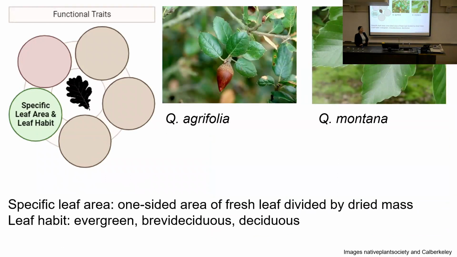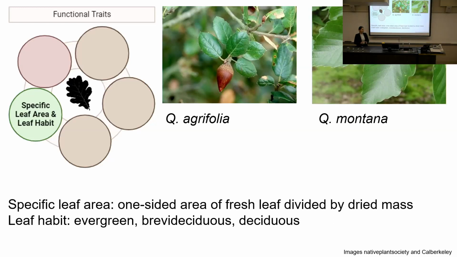Next, moving on to the leaf morphology traits of specific leaf area and leaf habit. Specifically here is that one-sided area of the fresh leaf divided by that dried mass. And then the leaf habit possessed by oaks being evergreen, brevideciduous, or deciduous. Evergreen meaning that the species will hold on to its leaves year-round. Brevideciduous is highly dependent upon environmental variables. And then lastly, deciduous, dropping those leaves seasonally.